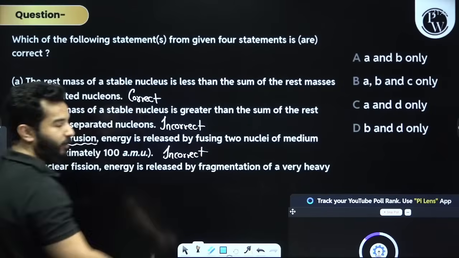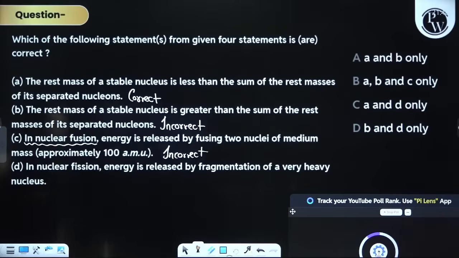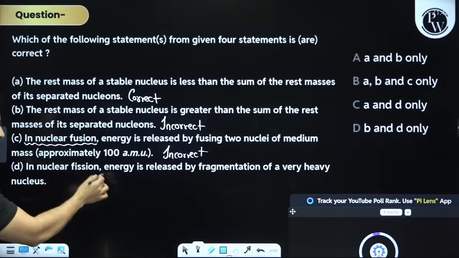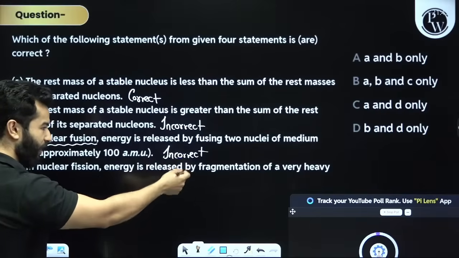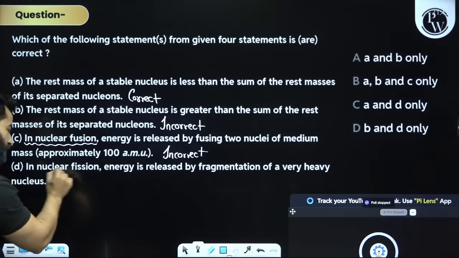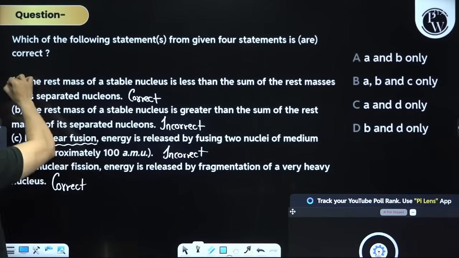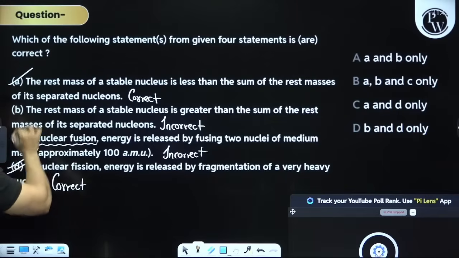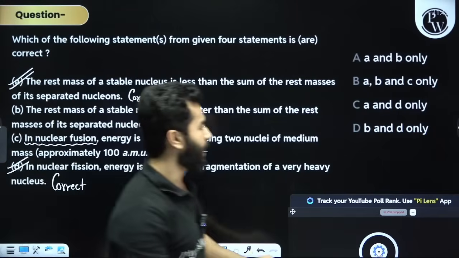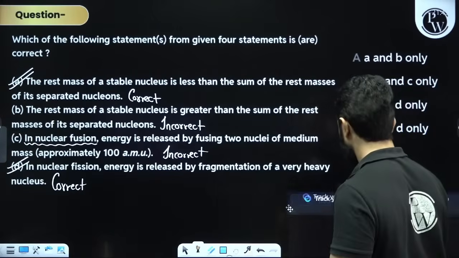Write down in the chat box if you are following what I have said. Be quick, you want to select the correct one only. In nuclear fission, energy is released by fragmentation of a very heavy nucleus. Fission is absolutely correct. So the options should be A and D. That means option C.